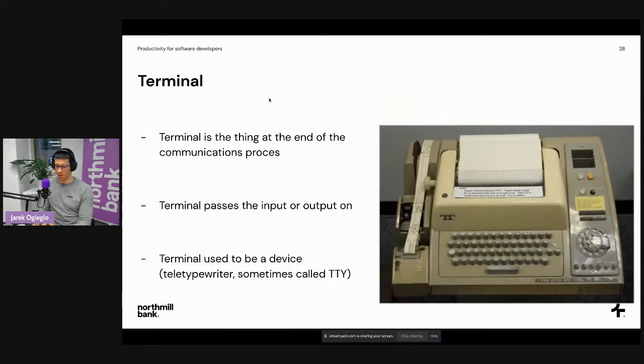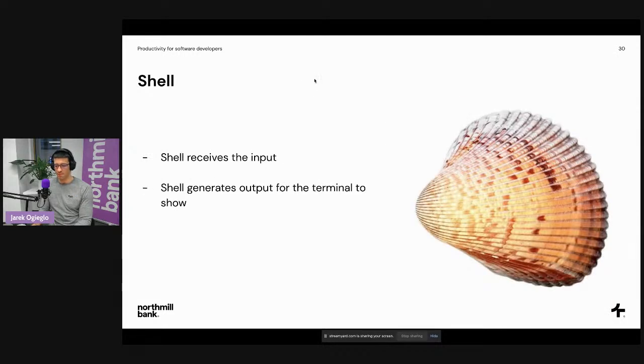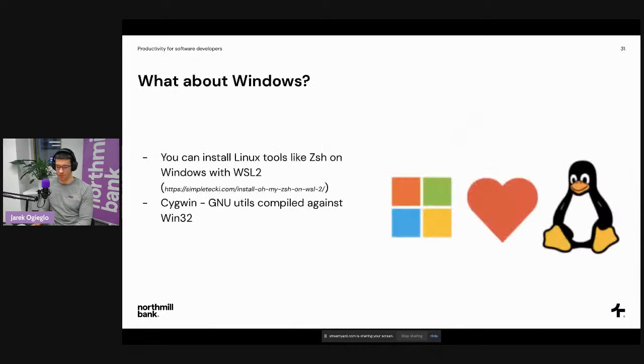Because actually, the terminal is something at the end of a wire. It's the thing at the end of a communications process. So in the early days of computers, it was the way to communicate with the actual computer. And the console, like the funny definition said, was in the early days just a piece of furniture that housed the terminal. Nowadays in software, console and terminal can be used interchangeably. But the shell is the program that processes the input and provides us with the output.